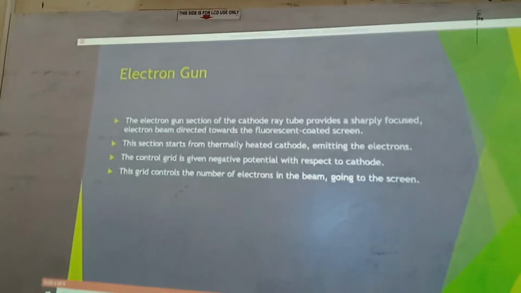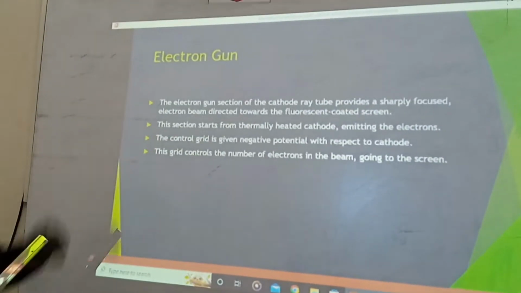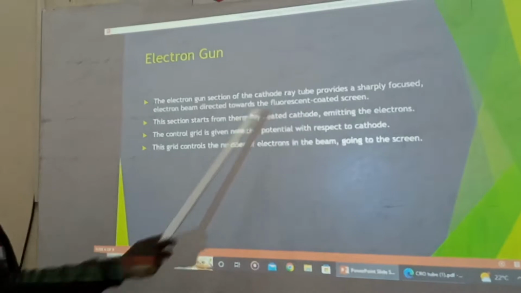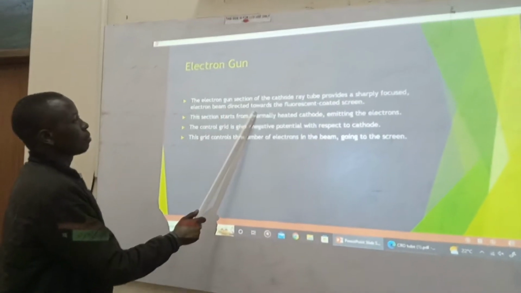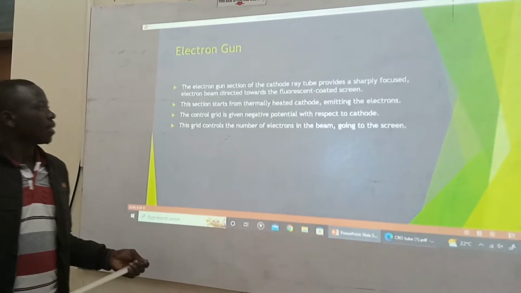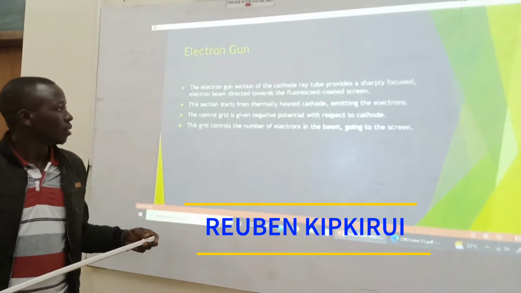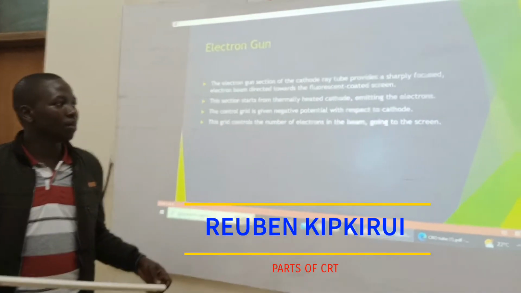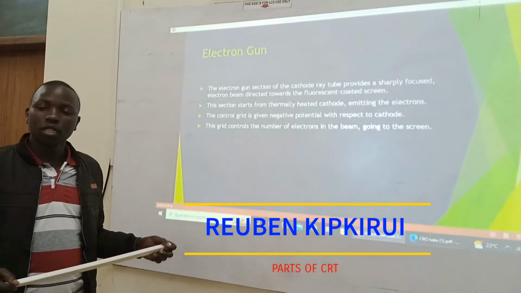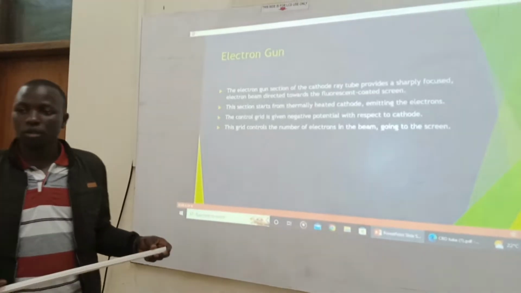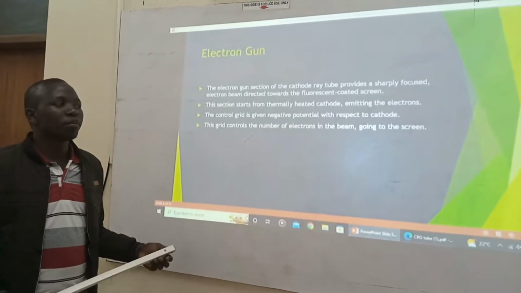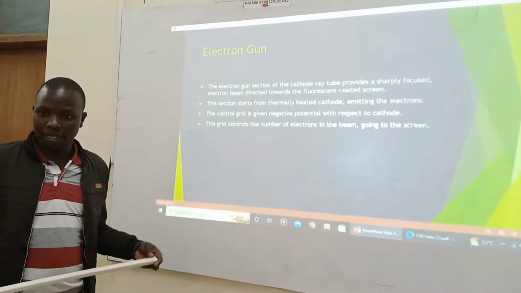Class, I want to take you through the electron gun. The electron gun is a section in the cathode ray tube which provides a sharply focused electron beam directed towards the fluorescent coated screen. The section starts from the thermally heated cathode emitting the electrons. The control grid is given a negative potential with respect to the cathode. This grid controls the number of electrons in the beam going to the screen.